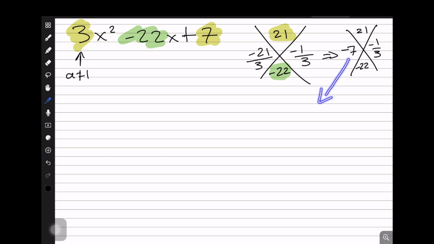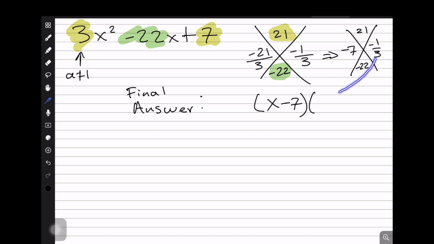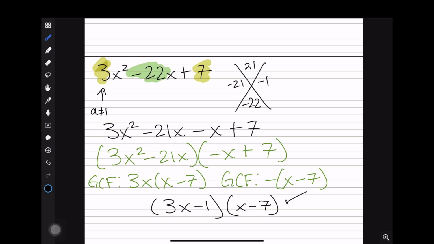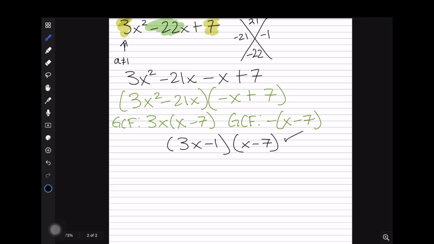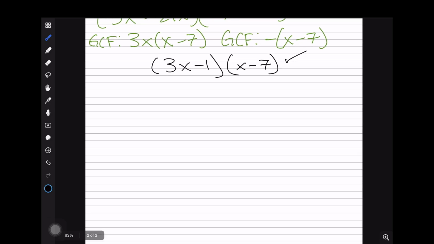Now you're going to take that left side of the big X and you're going to put that in parentheses. So you're going to have x minus 7. And that right side of the big X, this is going to be your final answer. The right side of the big X, that 3 is going to come out to the front. So it's going to be a 3x. And that minus 1, you're just going to put it right besides that. So minus 1. And that's your final answer. And it's this exact same thing as the answer we got for the previous method.